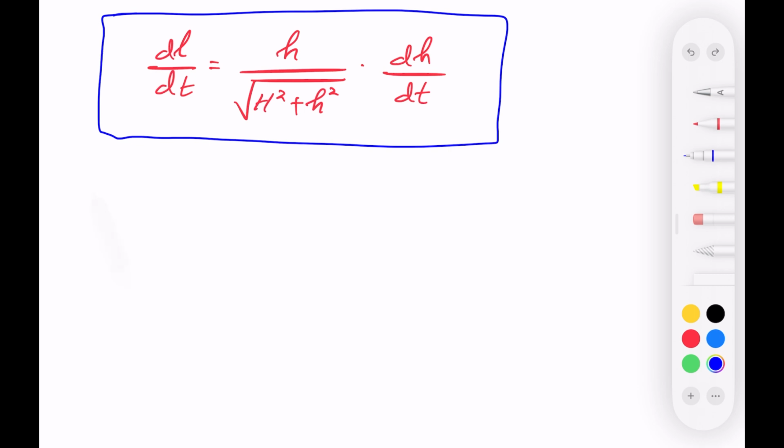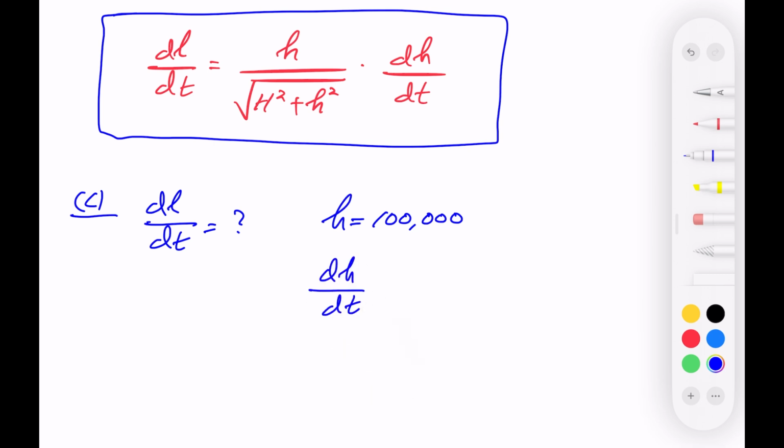So let's do part C. What's the rate of change of distance to the rocket from the point of observation? That means I need to find dl by dt when the altitude is 100,000 feet, which means h is 100,000, and if the speed is 100 feet per second, that means dh by dt, that is the speed, should be 100 feet per second. If the launch pad is 5,000 feet away, which means capital H is given as 5,000, you can easily substitute these values and obtain the value of dl by dt.